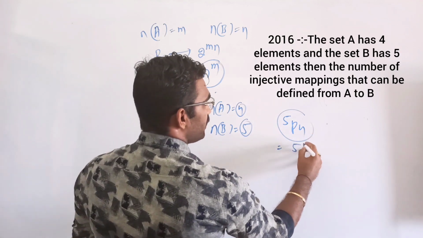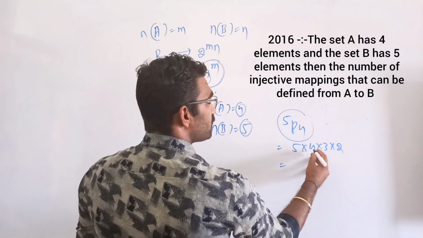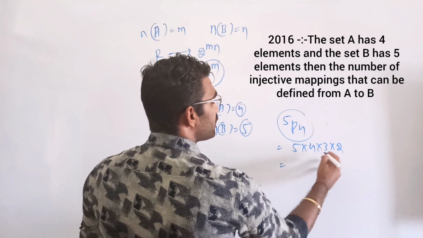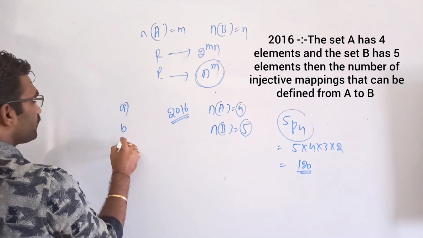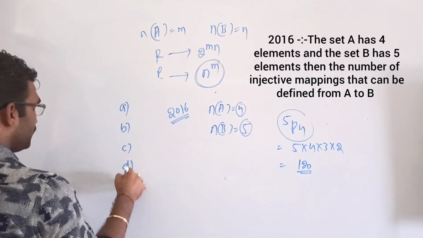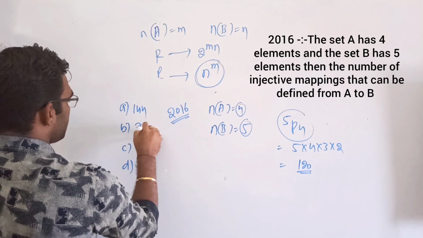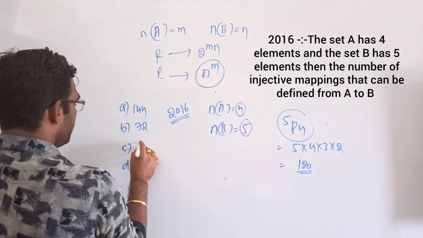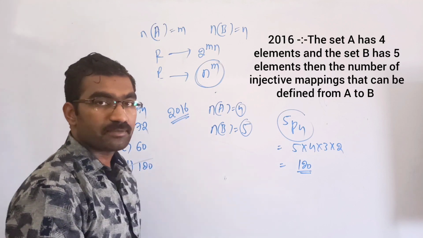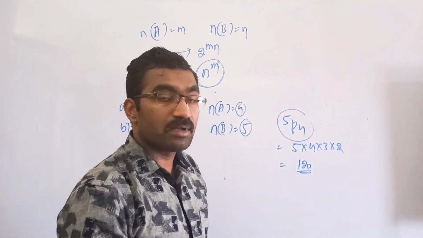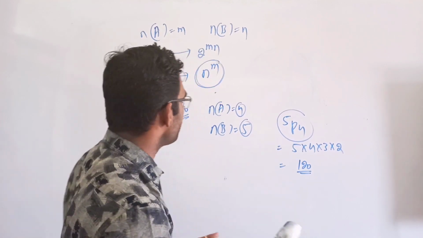How are you going to write it? 5 into 4 into 3 into 2. 5 times 4 is 20, 20 times 3 is 60, 60 times 2 is 120. The options they have given are A, B, C, D: 144, 72, 60 and 120. Therefore option D is correct. So this is the number of one-one functions.